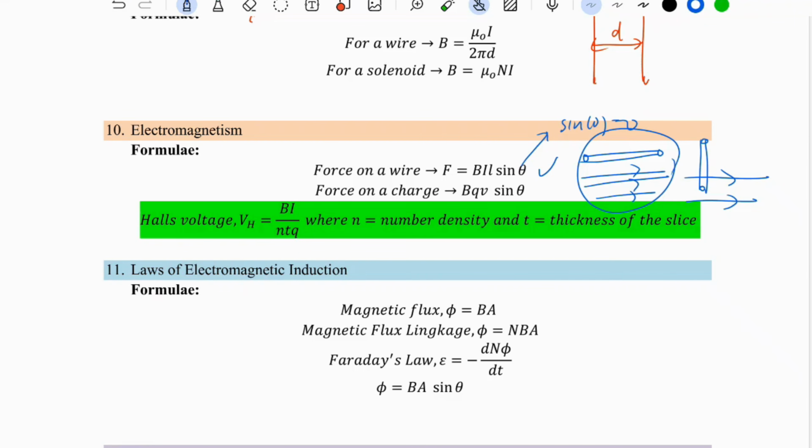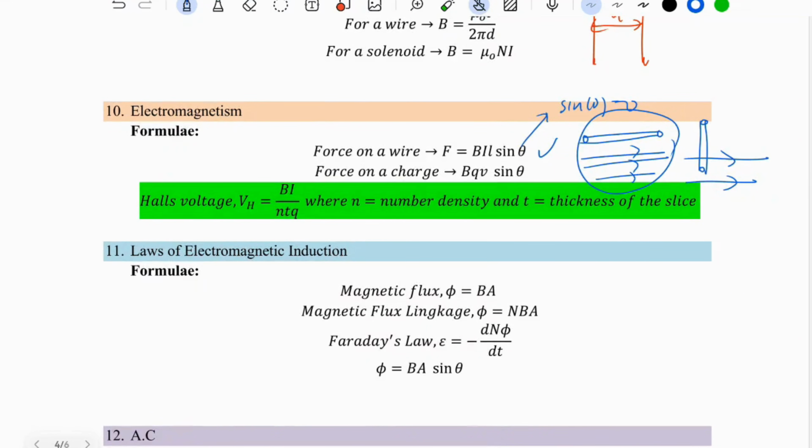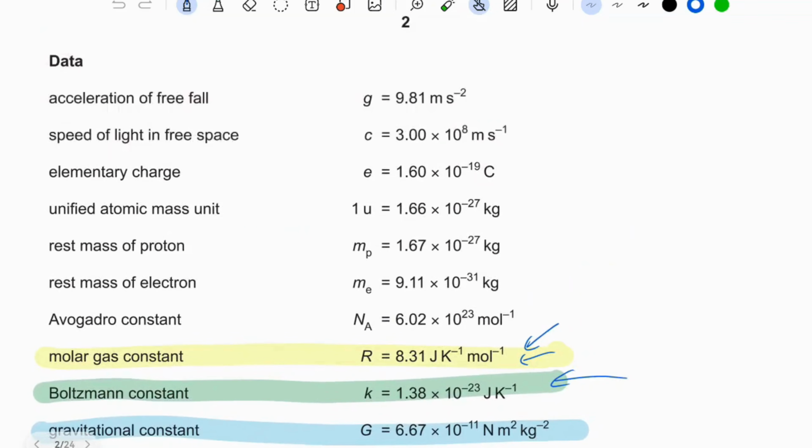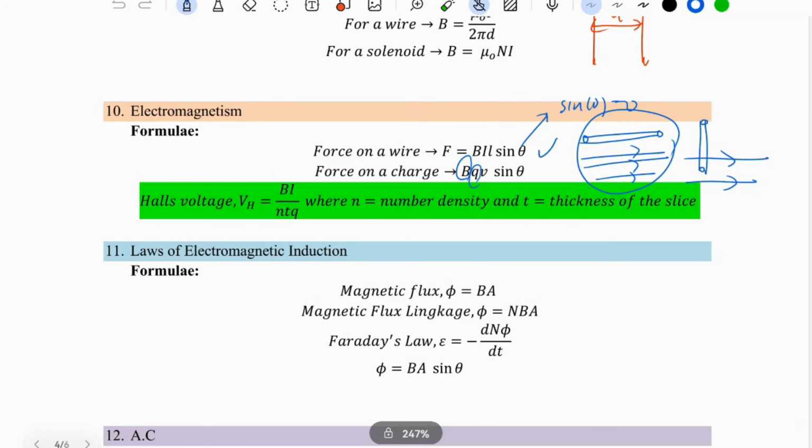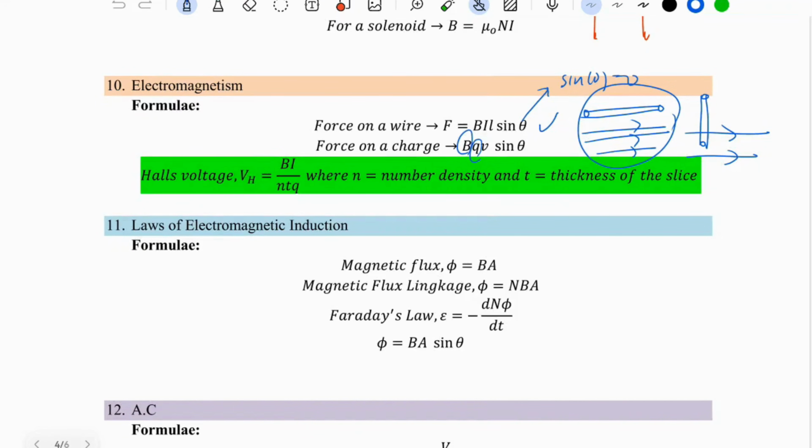Sometimes they can ask, what is the situation when there's no magnetic force? One of the situations is when it's parallel. Okay, next one is force on a charge, where we have BQV sine theta as well. B is your magnetic field, Q is your elementary charge, which is this one. They actually name it as e here. Sorry. V is velocity, and sine theta again, as usual, at an angle. Last one, Hall voltage. Good news, this is given.